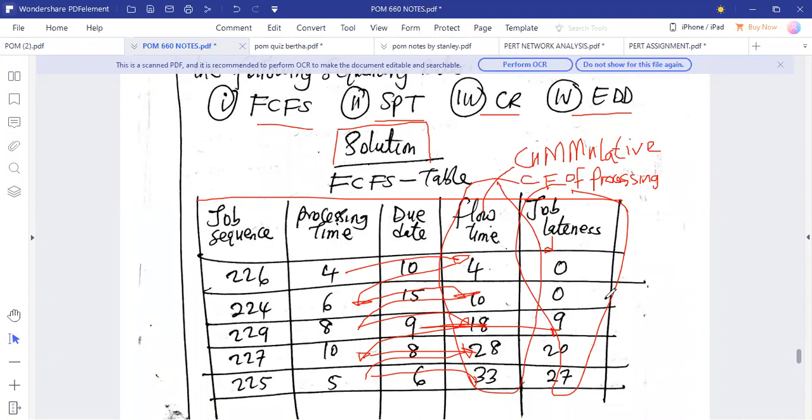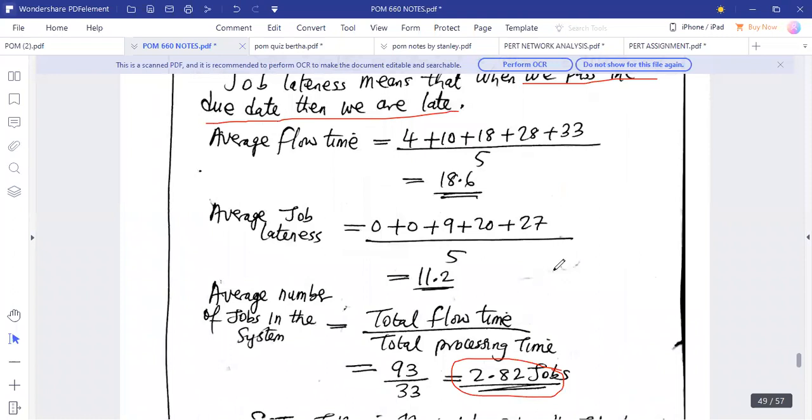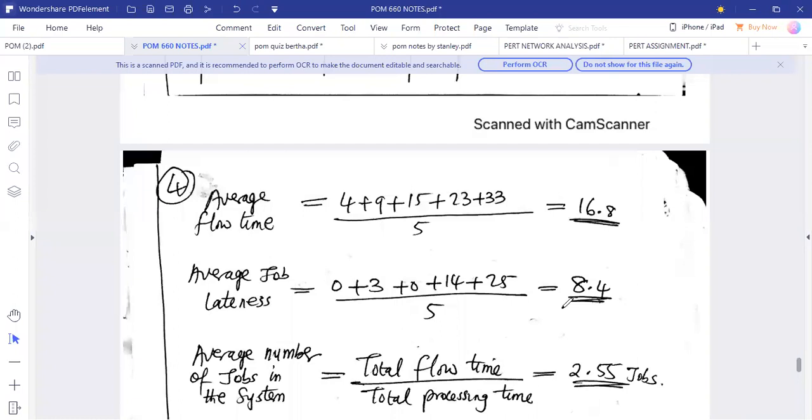Now, evaluating this table, we find the average flow time and average job lateness, just like what we did for the first come, first serve basis. We are getting the average flow time, which is 16.8. From there, average job lateness, we're getting 8.4. But since we're looking at days, be careful in an exam. These are days.